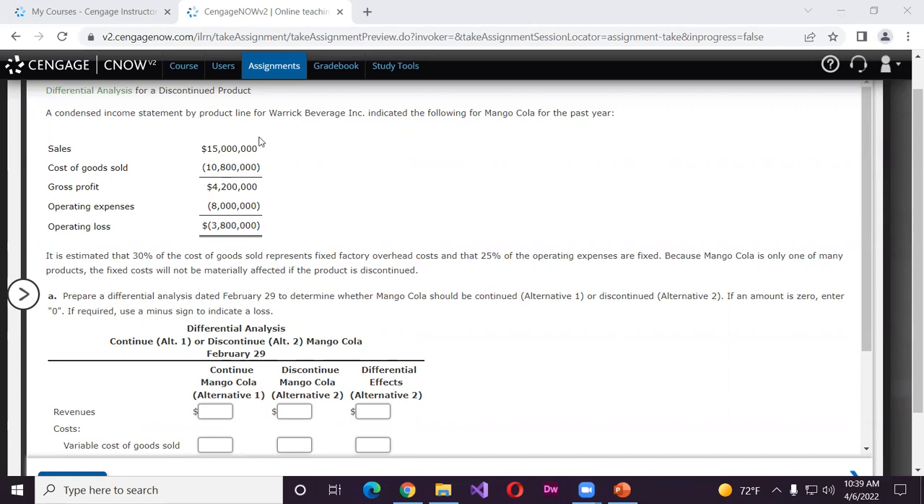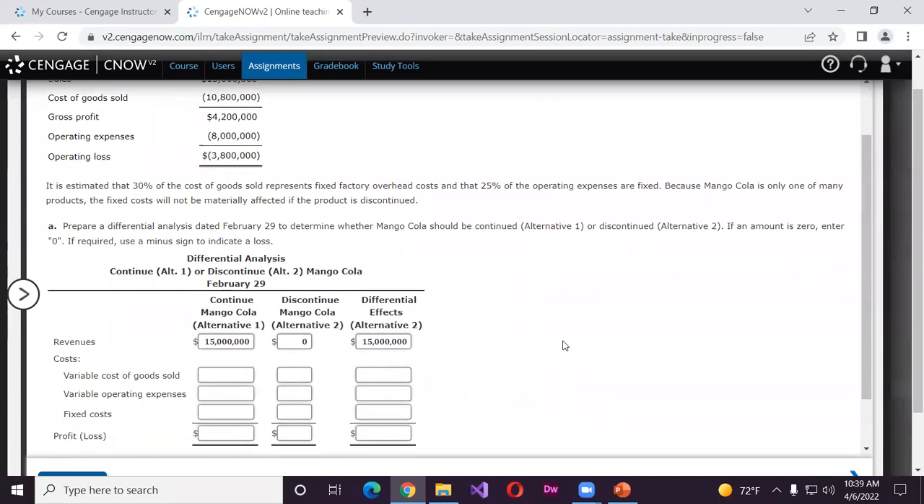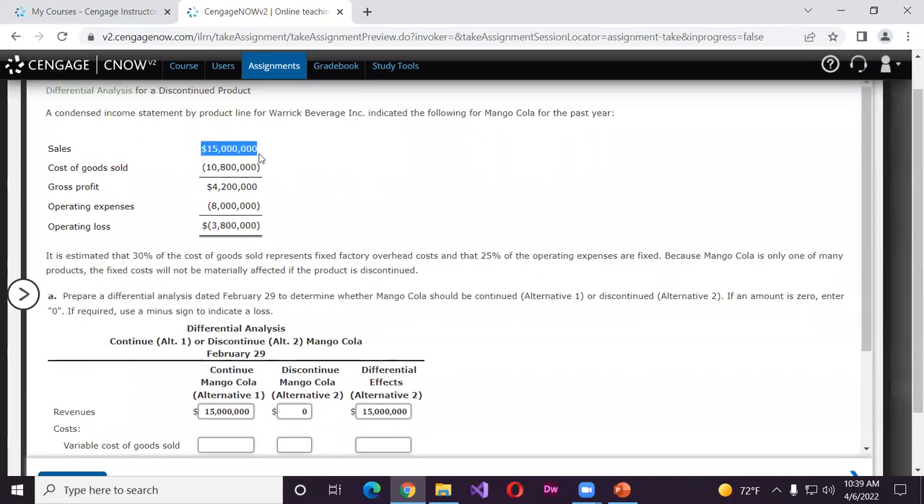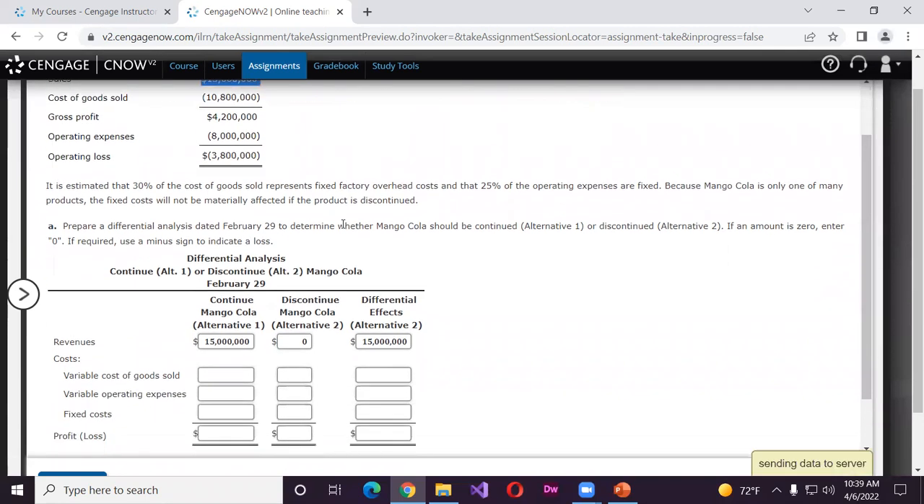So if we continue Mango Cola, then we'll continue to have this sales revenue of $15 million. If we discontinue it, we'll have no such revenue. So the differential effect. What? Right here. That's the sales revenue of the product. No, you're okay. Good question.